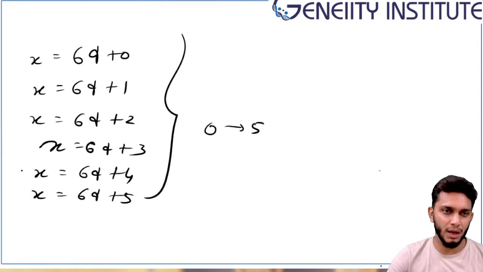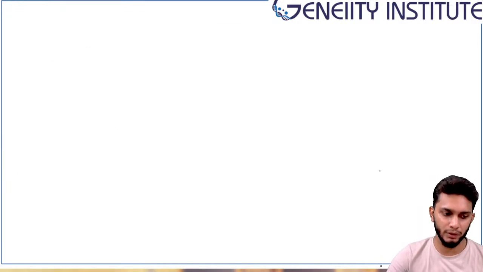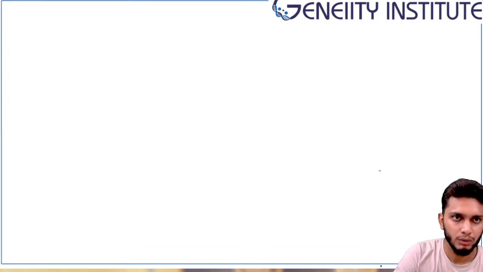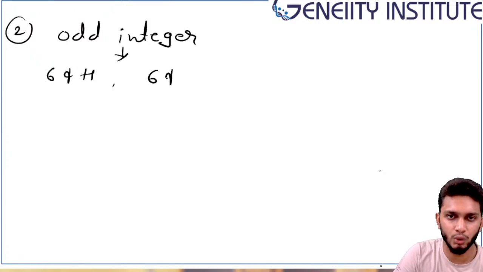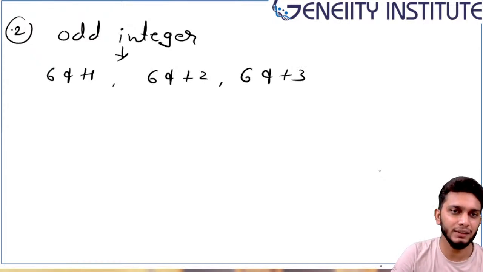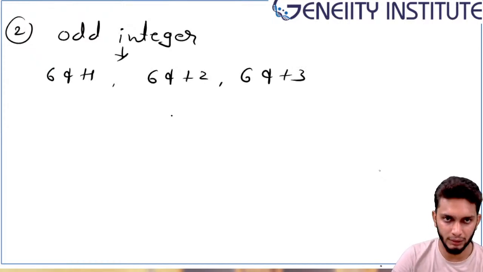Here is the same question for you. Look at the question once again. What is the question? Any positive odd integer can be written in the form 6q plus 1, 6q plus 3 or 6q plus 5, where q is an integer, q also an integer.